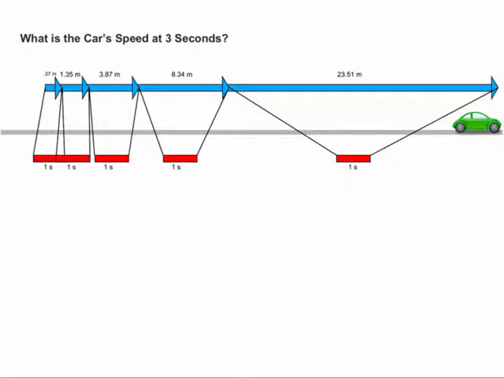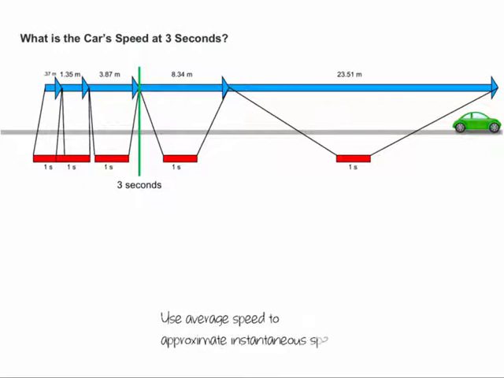Let's return to the question I asked at the beginning of the video. How does the GPS figure out the speed of the car 3 seconds after it began to merge onto the highway? The general method is to use average speed over an interval of time to approximate the instantaneous speed at 3 seconds.